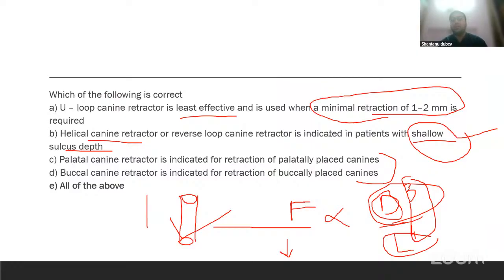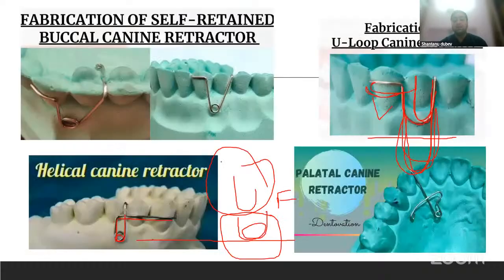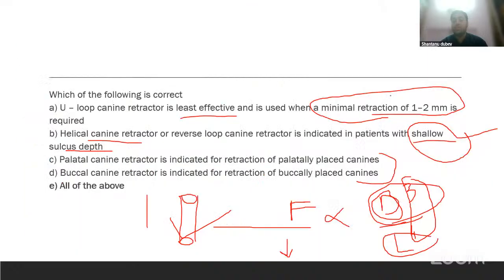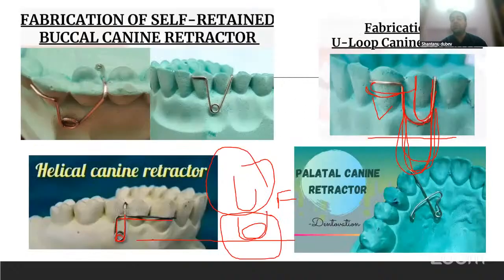U loop canine retractor is least effective because minimal retraction is required. It is used when minimal retraction is needed, because we cannot reduce this loop too much, otherwise it will apply a large amount of force. So what we do is just compress it till here and then engage it here. So only this much retraction could be done, because otherwise force will be too high. That we do not want. Too much force we do not want in orthodontics. Always we prefer low continuous.